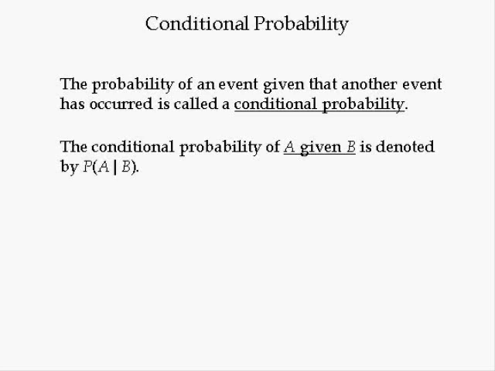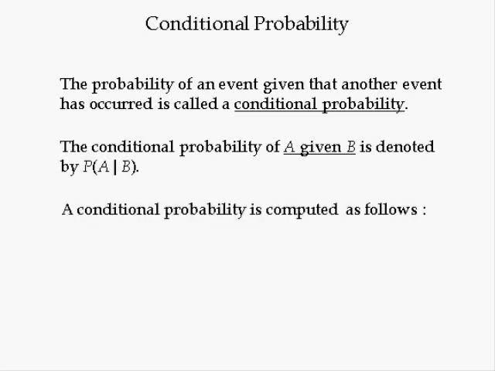The use of the symbol is similar to the U-shaped symbol in the probability of A union B, or the upside-down U-shaped symbol in the probability of A intersect B. The U-shaped symbol means "or," while the upside-down U-shape means "and." The conditional probability is computed as follows. Probability of A given B equals the probability of A and B divided by the probability of B.